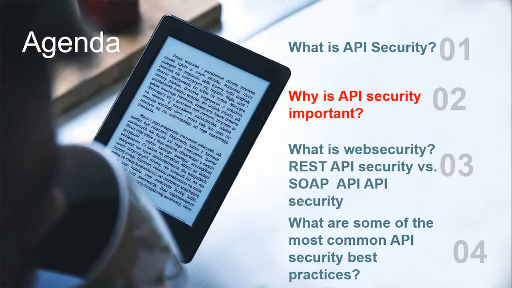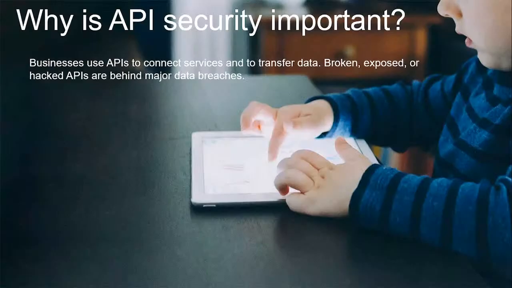Why is API security important? Friends, because business use API to connect service and to transfer data. Broken, exposed or hacked API are behind major data breaches. They expose sensitive medical, financial and personal data for public consumption. That said, not all data is same nor should be protected in the same way. How you approach API security will depend on what kind of data is being transferred.